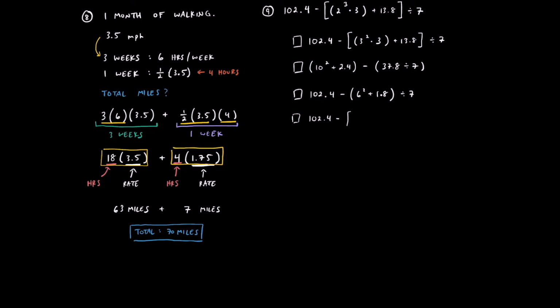For a fourth choice, let's try 102.4 minus the quantity of this 2 cubed times 3 plus 20.8. And a fifth choice here. Let's try this: 60 plus 42.4 minus the quantity of this 8 times 3 plus 13.8 times 7.